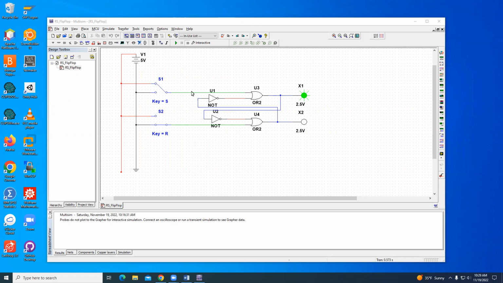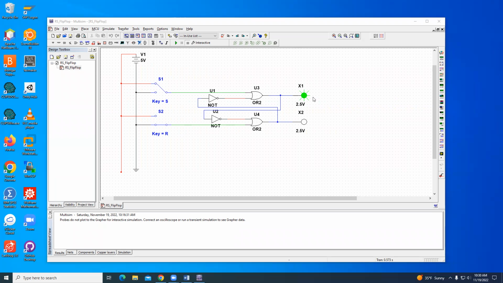So I'm going to start it off with S high, which is the set state. This upper OR gate will be getting an input of 1 for sure, and that will make its output 1. Then that 1 will be fed around and inverted so that the lower OR gate will get a low, and R is low, so its output will be low. So with S being 1, we are forcing it to be high, and if we're forcing it to be high, that's a set.